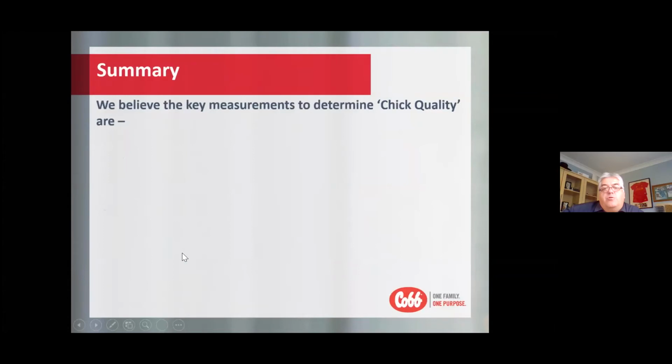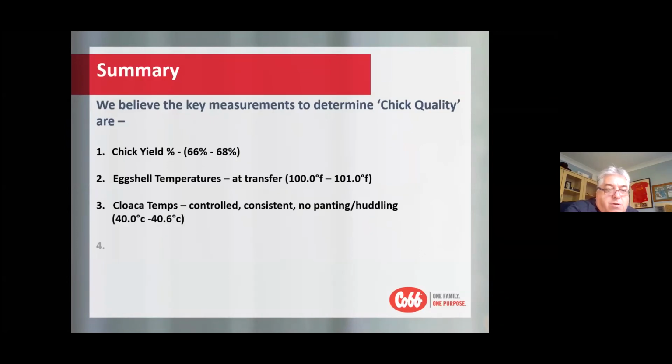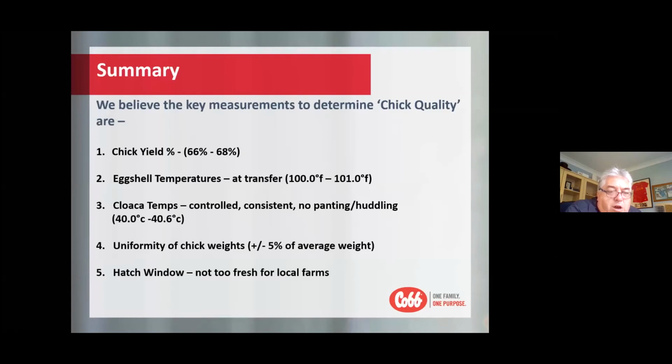And we believe the key measurements to determine chick quality are, again, the chick yield between 66 to 68% when we're delivering chicks within 6 to 8 hours of takeoff. We want to see eggshell temperatures at transfer between 100 to 101 degrees Fahrenheit. The cloaca temperatures need to be controlled and consistent. We don't want to see panting and huddling, and they should be controlled between 40 to 40.6 degrees centigrade. Uniformity of chick weights is something we don't always have in our control.